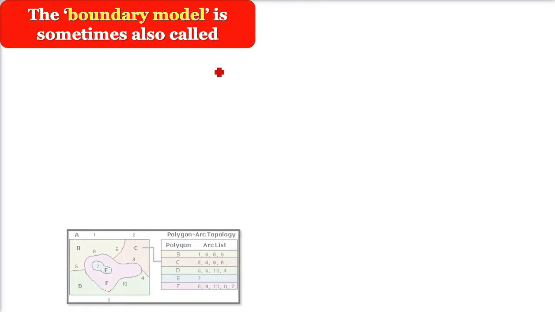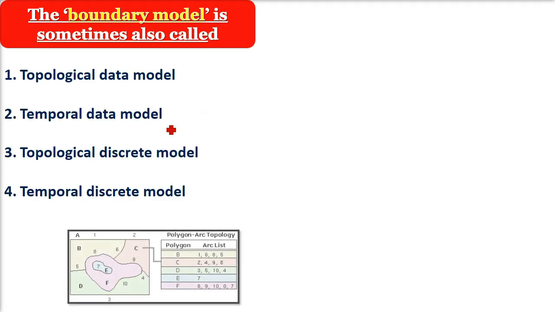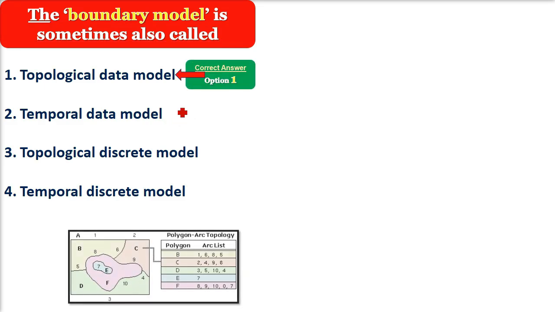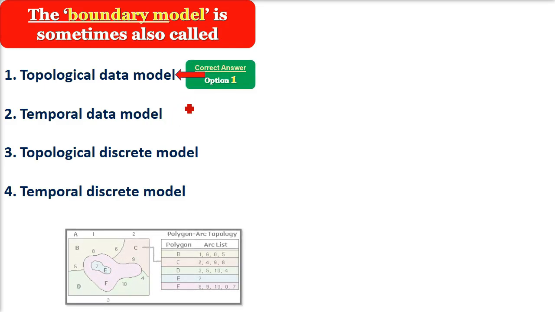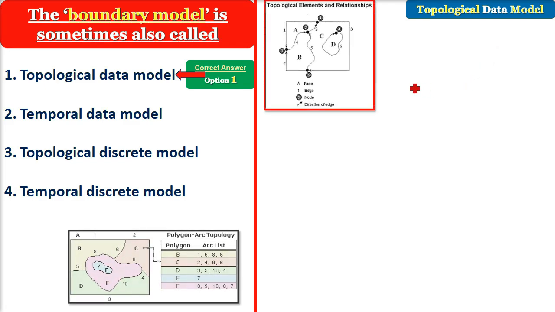The boundary model is sometimes also called topological data model, temporal data model, topological discrete model, temporal discrete model. The answer is topological data model. TDM, or topological data model, is very important in GIS and geography.